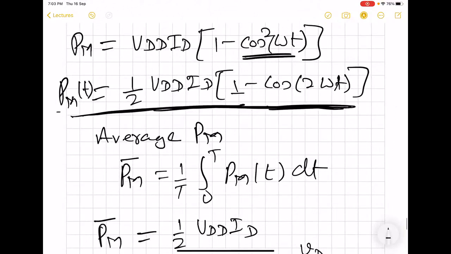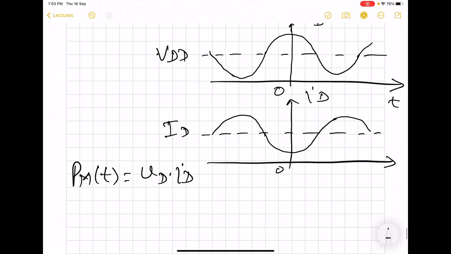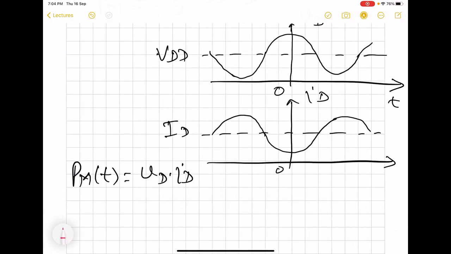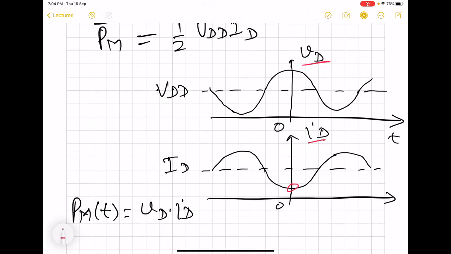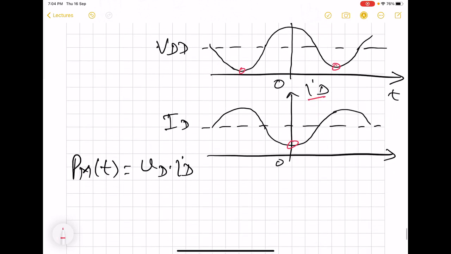So this quantity is the product of these two waveforms, PM(t) is VD into ID. So here you can see that we are going to have a minimum value whenever either drain current is minimum, that means at this moment, or whenever drain voltage is minimum, that means at this moment. So when you multiply and plot it, we are going to get a power waveform like this.